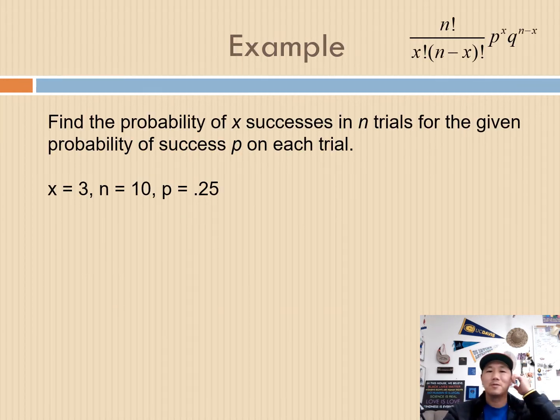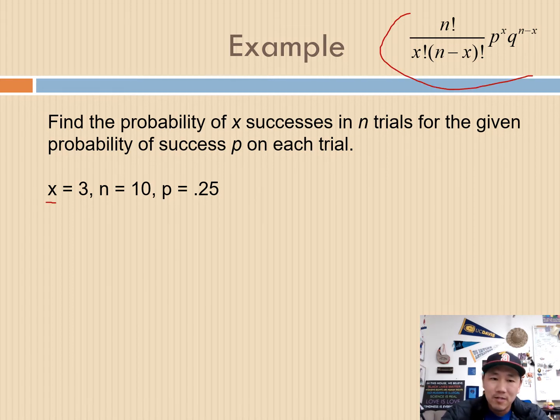Let's do an example. All right, so we have the first part of the homework. They basically give you all the information, and they want you to just plug it into the formula to get familiar with using the formula. So find the probability of X successes in N trials for the given probability of success P on each trial. All right, so they give you, here's the formula up here.